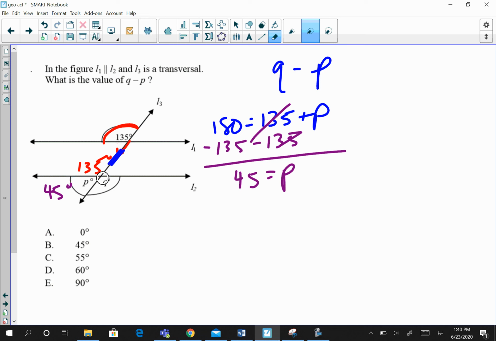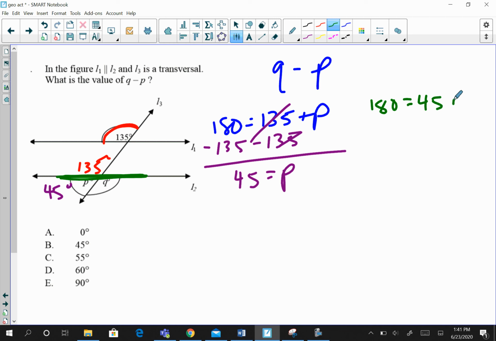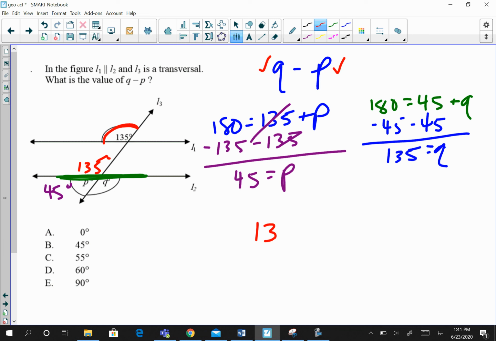I'm just going to change my orientation here, because if I look at this, I've got another straight line. 180 is equal to P plus Q, 45 plus Q, which means that when I move this 45, Q is 135. So now I know Q, I know P, I can do Q minus P. 135 minus 45 gets me 90.